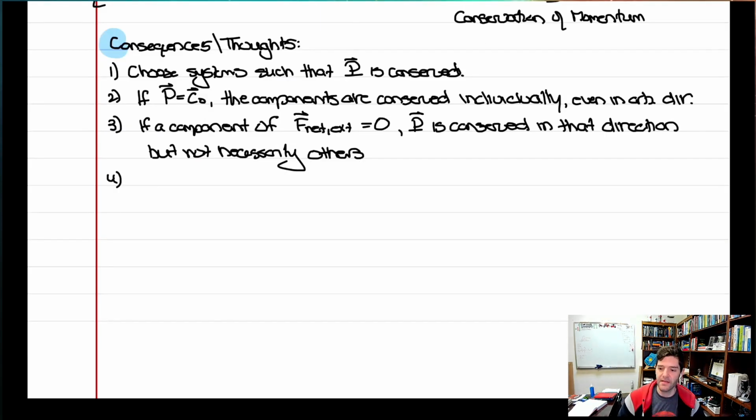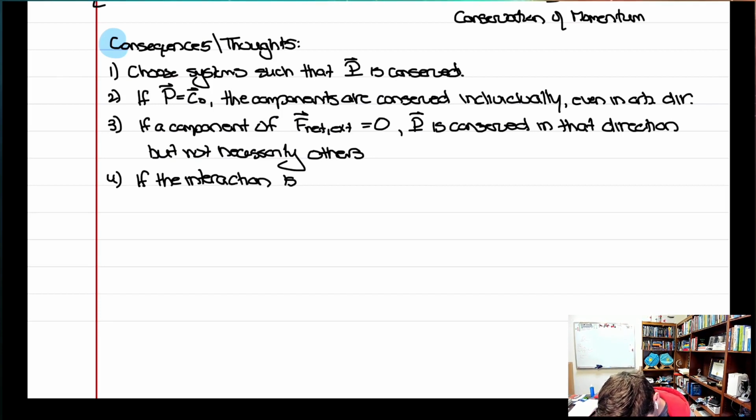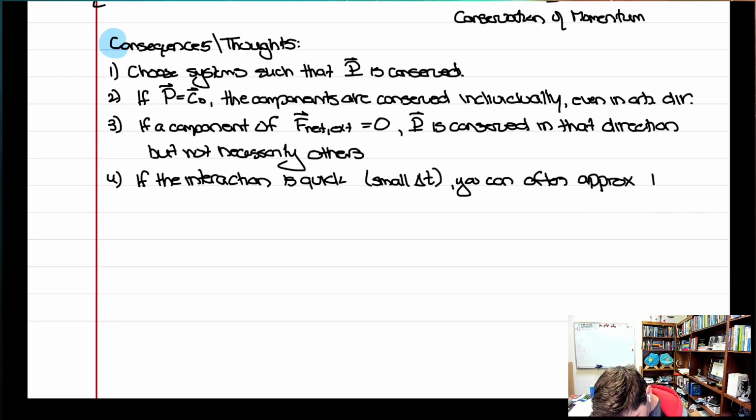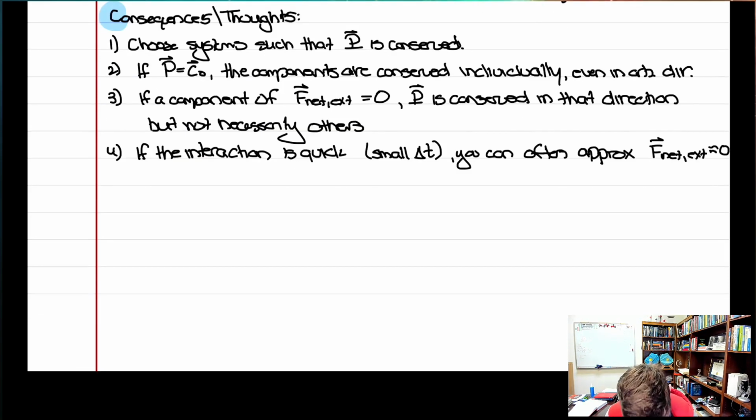And then the fourth thing I'll say, which relates to what we were doing earlier with the collisions, is if the interaction is quick, so what I mean by that is a small delta t, you can often approximate the F net external as being more or less 0 and conserve momentum during the interaction.